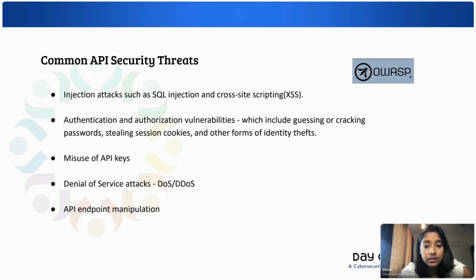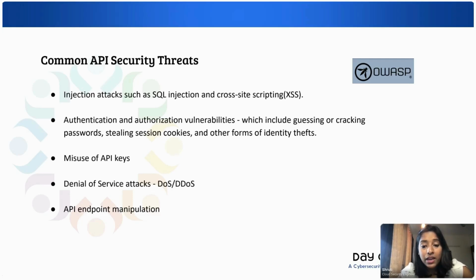The fourth is denial of service attack, DoS and DDoS. APIs can be vulnerable to DDoS attack, where an attacker floods the API with a large number of requests in order to overwhelm the server and make the API unavailable.